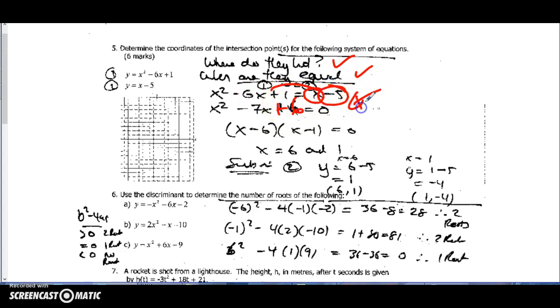Then you can use the quadratic formula or whatever to factor this. I end up with x minus 6 and x minus 1. So those are my 2 x values. That's great. But now I have to find the y values for each of them.